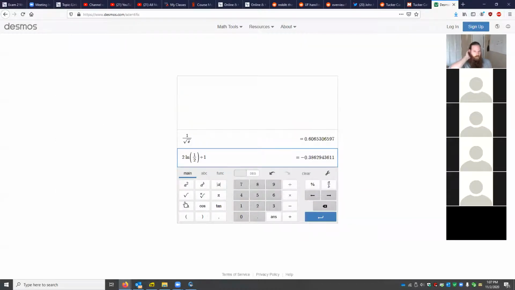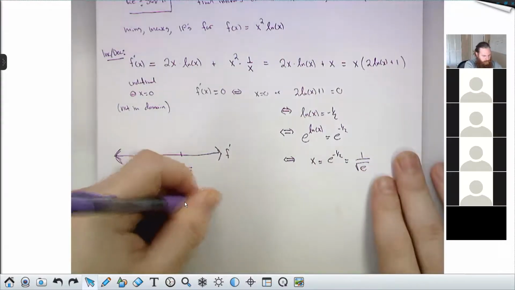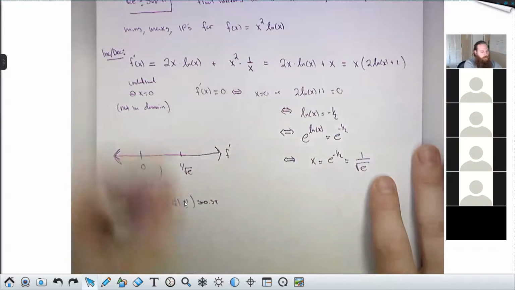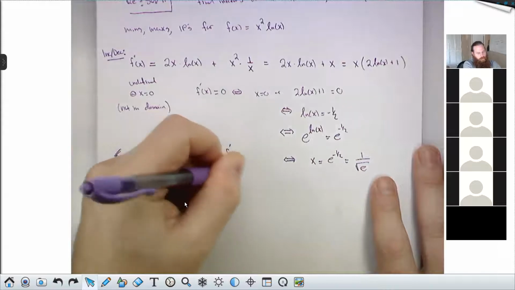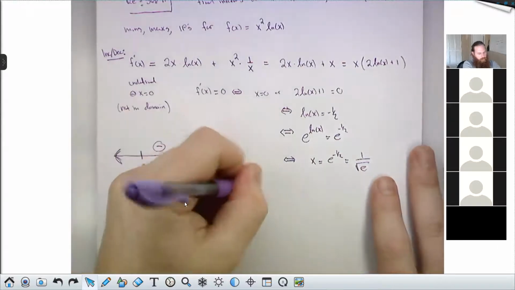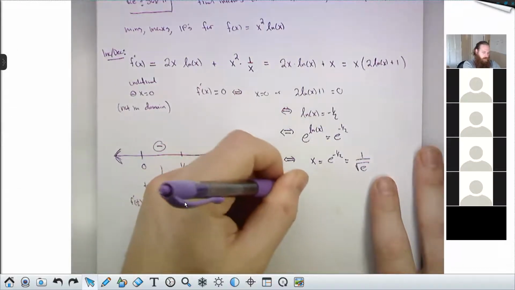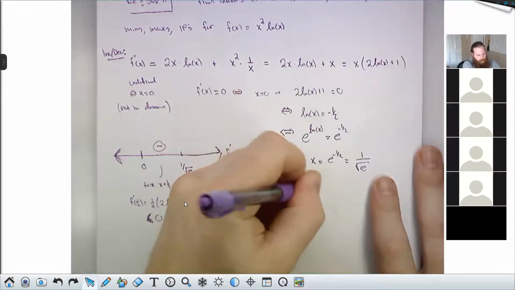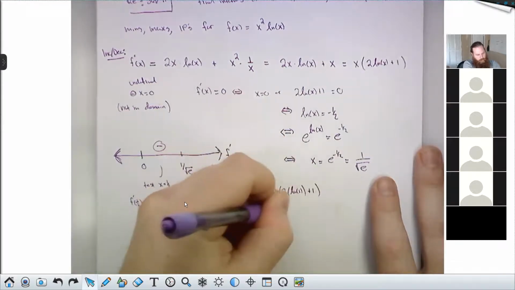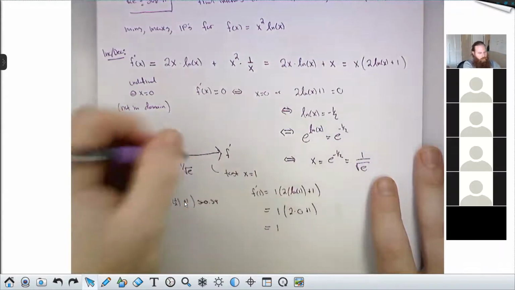That's about negative 0.39. So f prime is negative in here. To the right of this, I can certainly test x equals 1. f prime of 1 is 1 times 2 times the natural log of 1 plus 1, which is 1 times 2 times 0 plus 1, which is 1. This is positive.